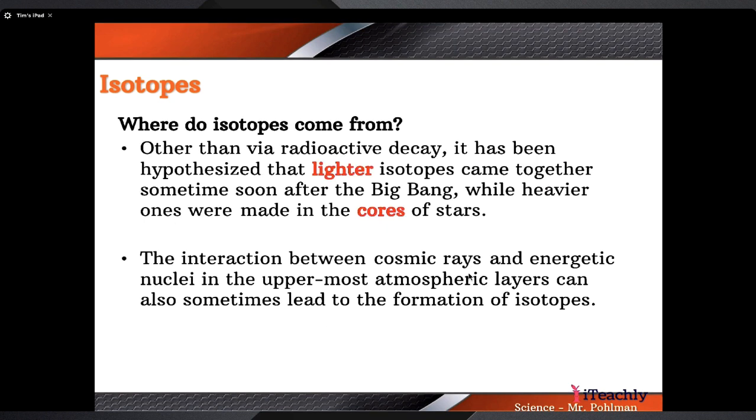So where do these isotopes come from? Other than radioactive decay, it's been hypothesized that the lighter isotopes actually came together sometime during the Big Bang, while heavier ones were made in the cores of stars. So we might have had some that are coming together based on gravitational forces. We could have cosmic rays that start to energize particles in the upper atmosphere, and that leads into forming of unstable isotopes. Now, we're going to talk about this one here a little more in depth in just a moment.